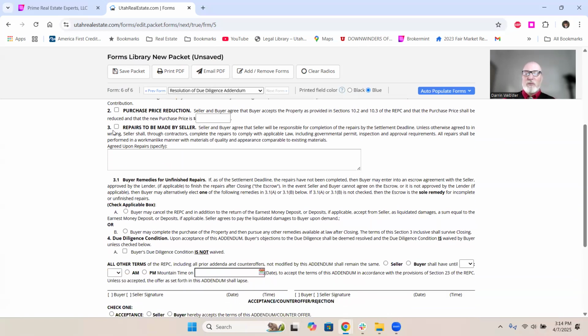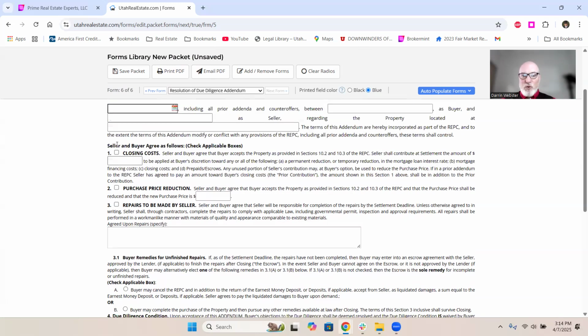Third option, repairs to be made by the seller prior to the settlement deadline. You list the specific repairs. Unless otherwise agreed to in writing, seller shall, through contractors, complete the work, comply with applicable law. In other words, they're going to provide proof to you that the repair work has been done in a workmanlike manner. And you want to specifically state these.